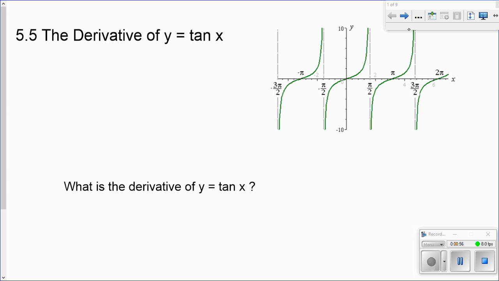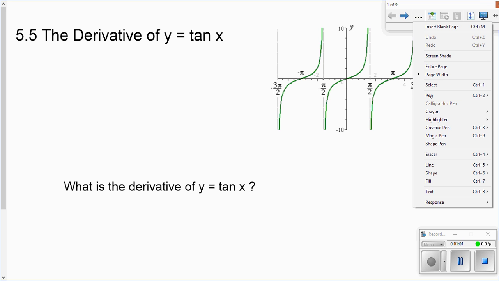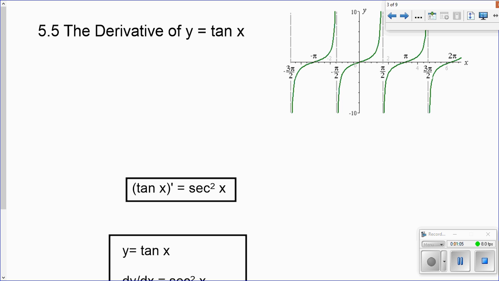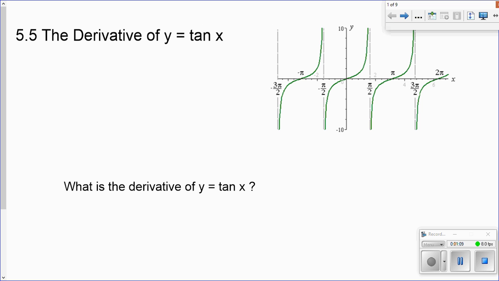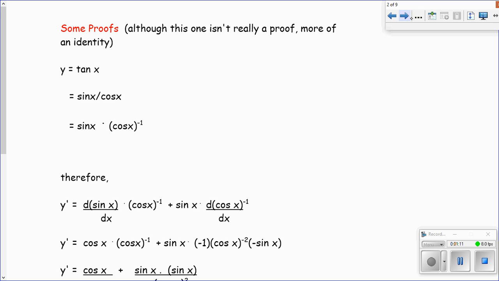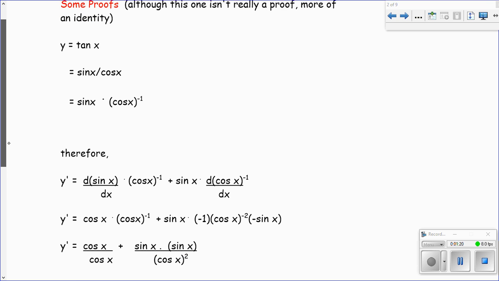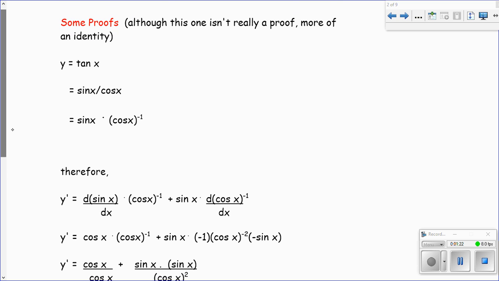Well, one real neat, simple little way to find the derivative of tan x is to use the identity tan x is equal to sine x over cos x. And you can then develop the derivative of tan x using the quotient rule, or the product rule if you like. Okay, here's a proof right here, pretty straightforward.